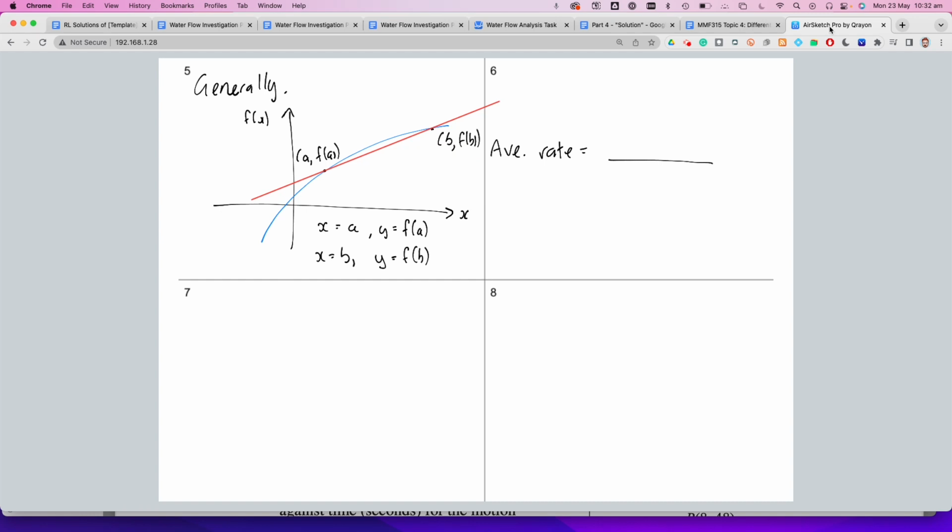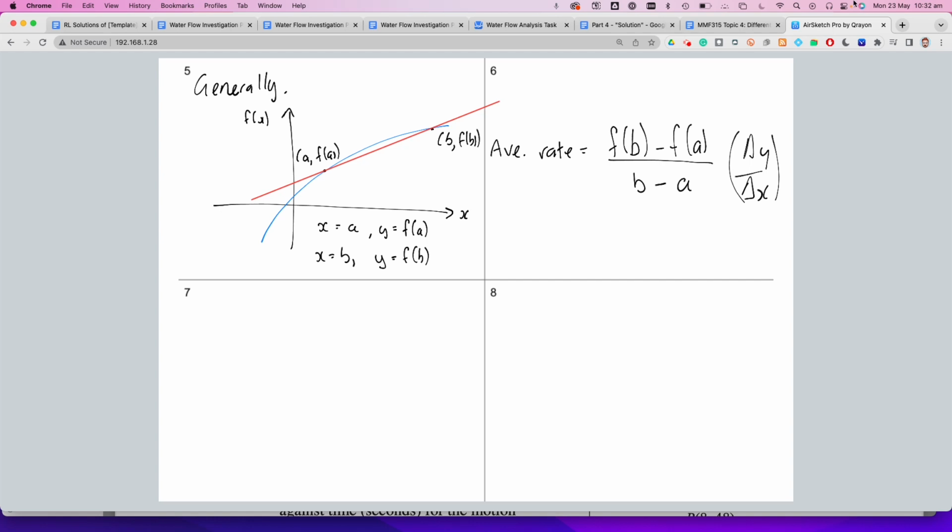Okay, so we can talk about the gradient, the average rate of change then, as being the change in y. Now this would be f of b, that's like y2, minus f of a. Okay, so that's the change in y. And it would be over b, the first x coordinate, minus a, the other x coordinate. So that would be like a change in x. And that's how we work out the average rate.